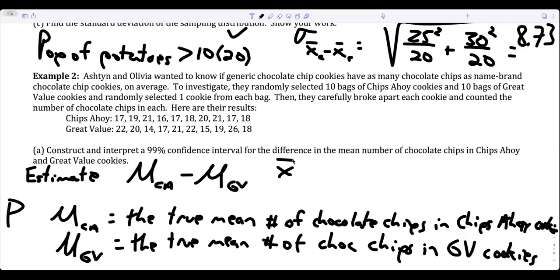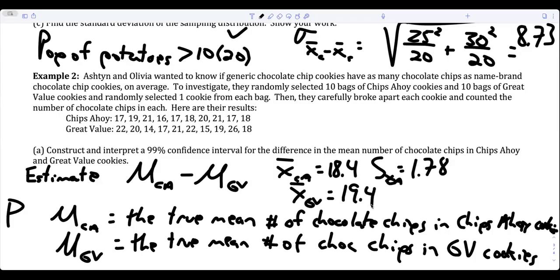So I've got X bar of the Chips Ahoy was 18.4. S of the Chips Ahoy was 1.78. And then X bar, the Great Value, was 19.4. And then S of the Great Value was 3.6. All right, so here we go.